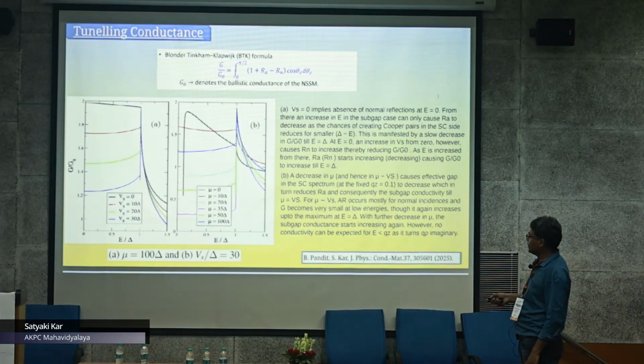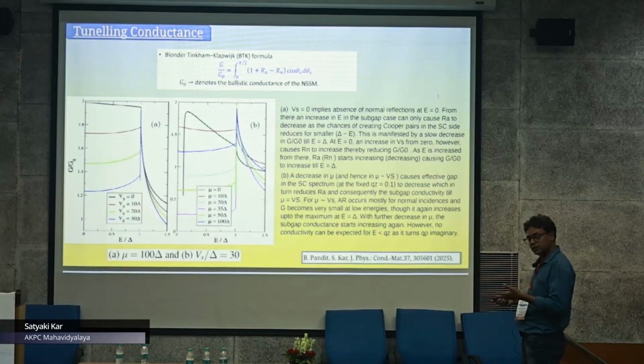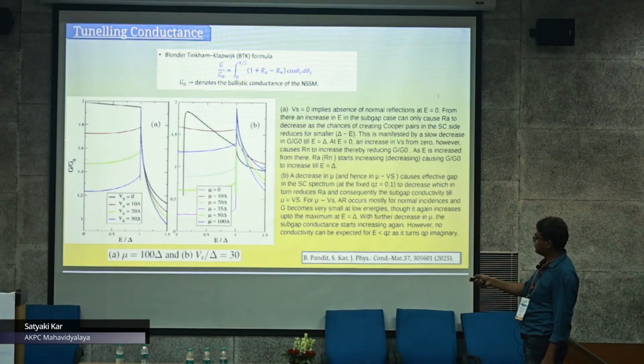Now, if we keep on increasing this Vs value, then normal reflection starts occurring again. So that reduces the Andreev reflection. That's why this G also reduces. So we can understand these things in this way.